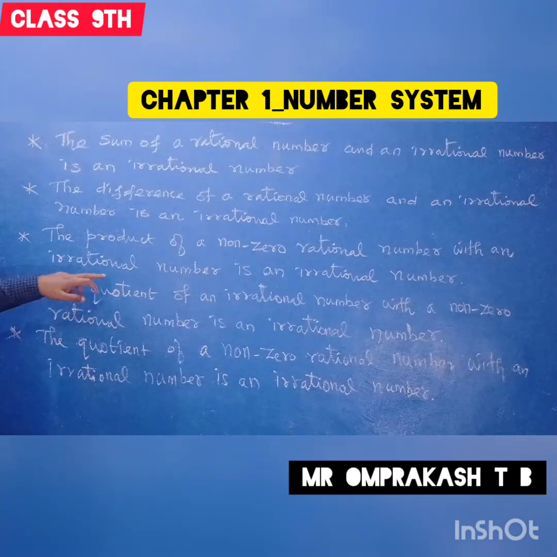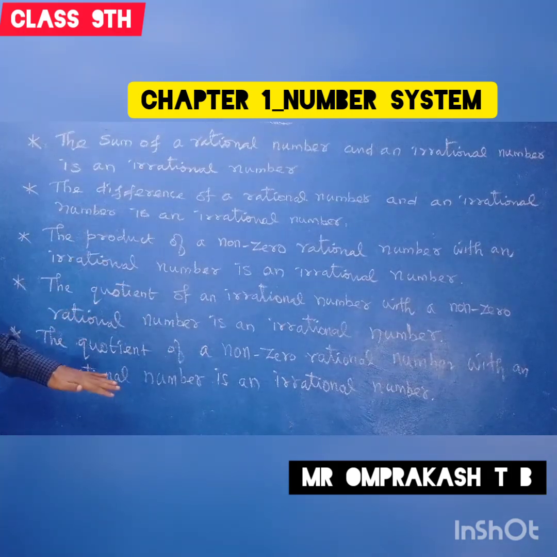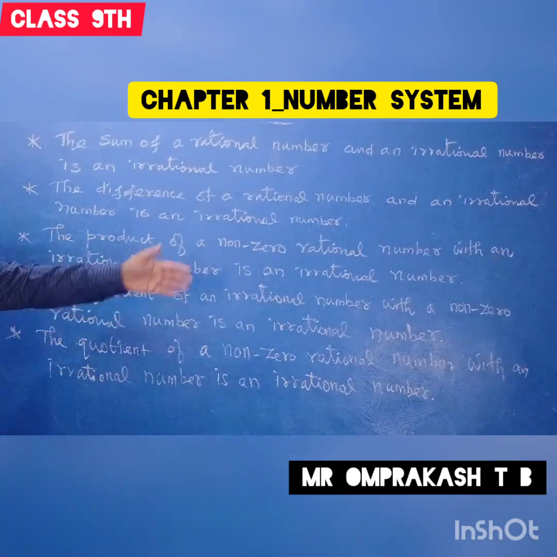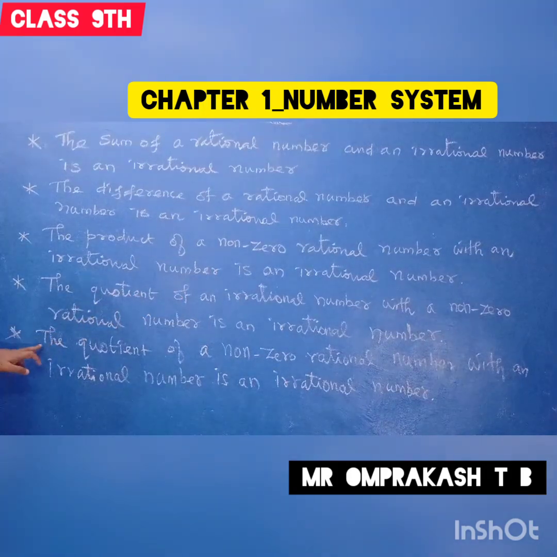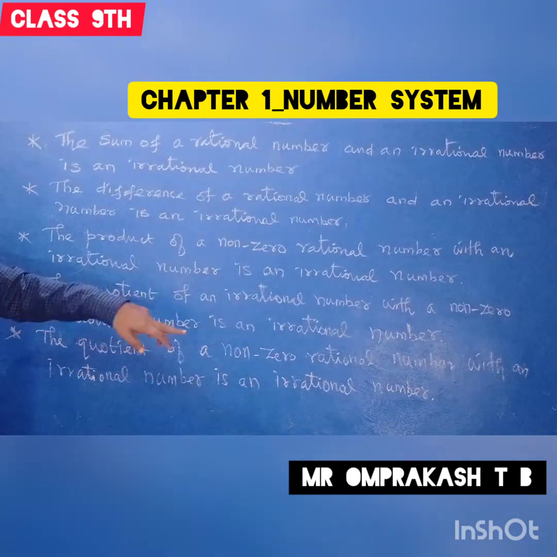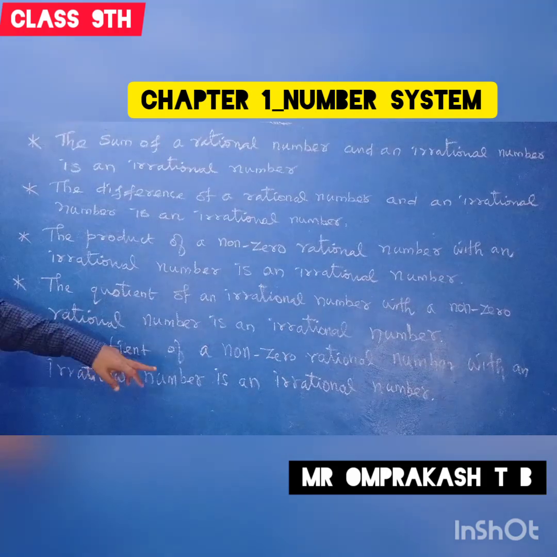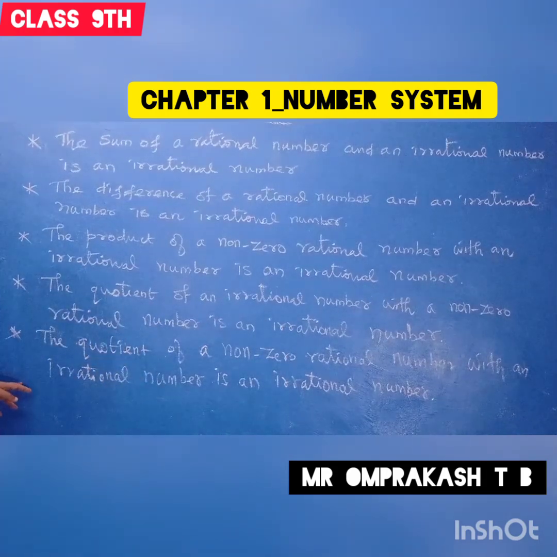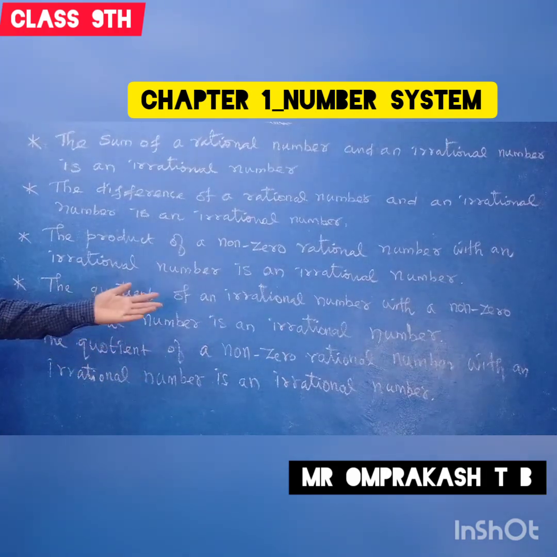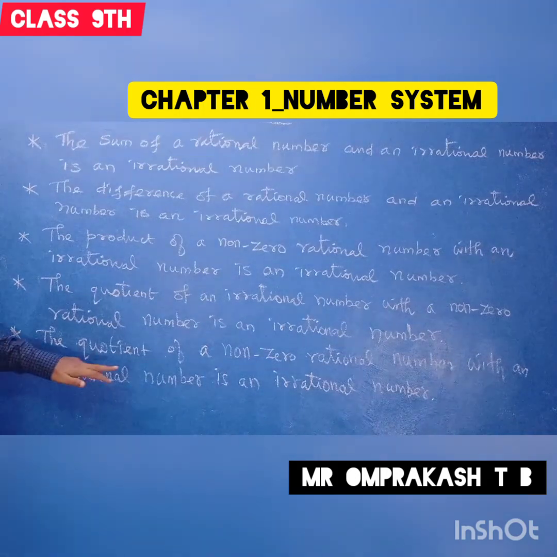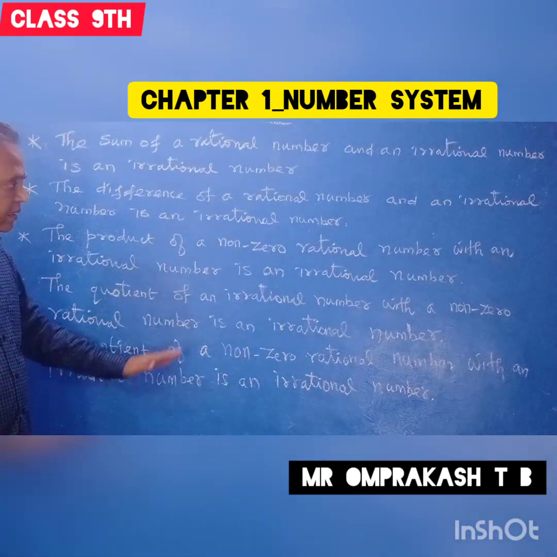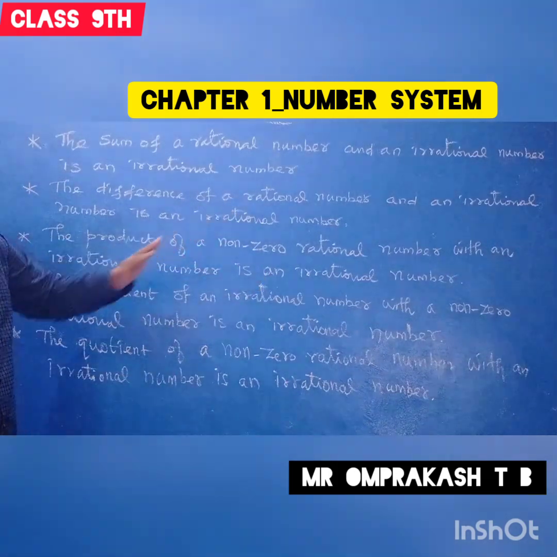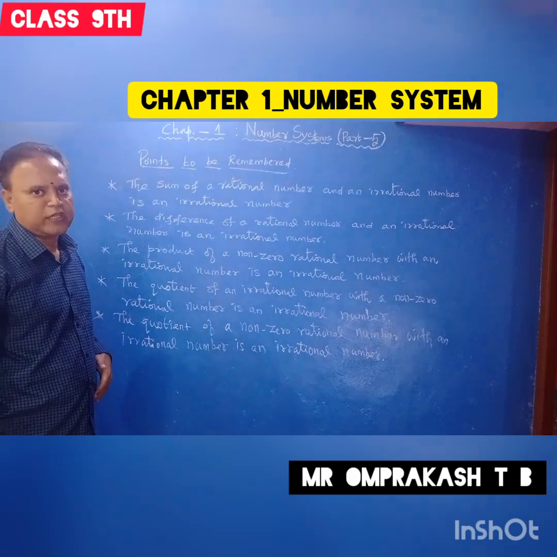That means if the numerator is an irrational number and the denominator is a rational number, then while dividing you will get an irrational number only. Here also, the quotient of a non-zero rational number with an irrational number is an irrational number. So if the numerator is a rational number and the denominator is an irrational number, the result is an irrational number only. Okay. So at the end of the video you will get homework problems, you do it. Okay.